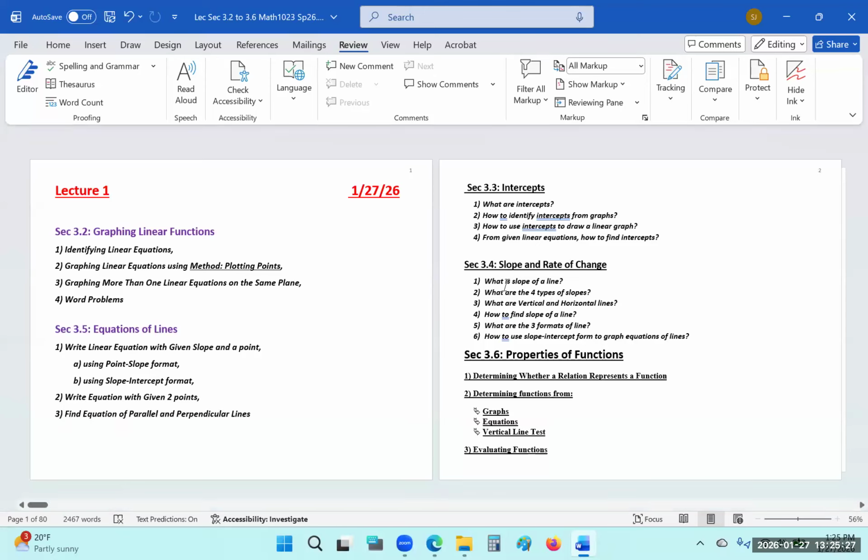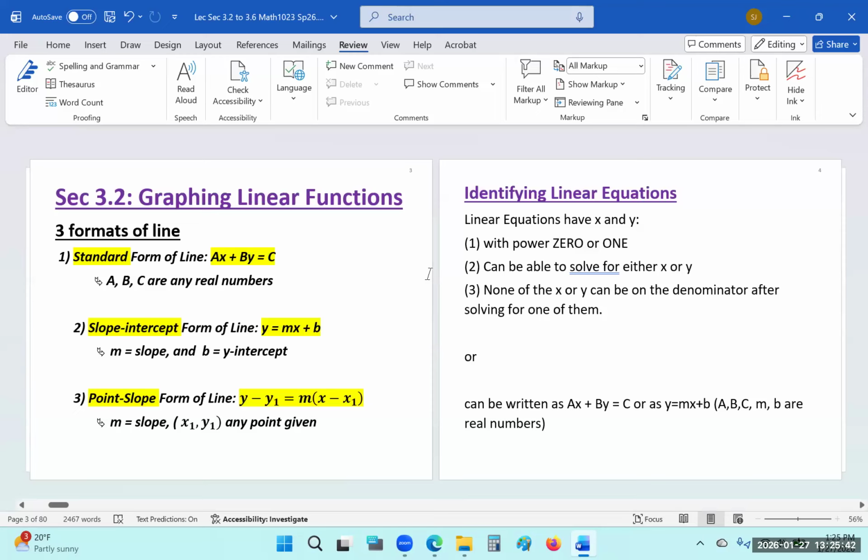3.2 talks about graphing linear functions. So first you need to know what a linear function is, how you know them, how you can write them, how you can graph them. These are the 3 things you're going to learn in this section. Linear functions means you're dealing with lines.